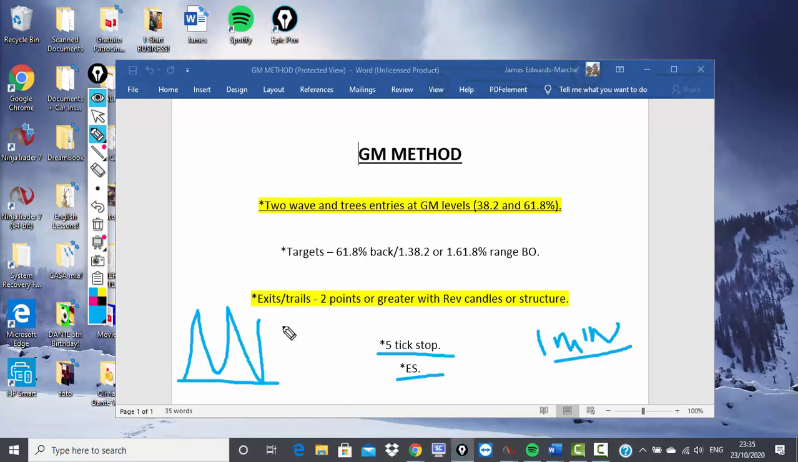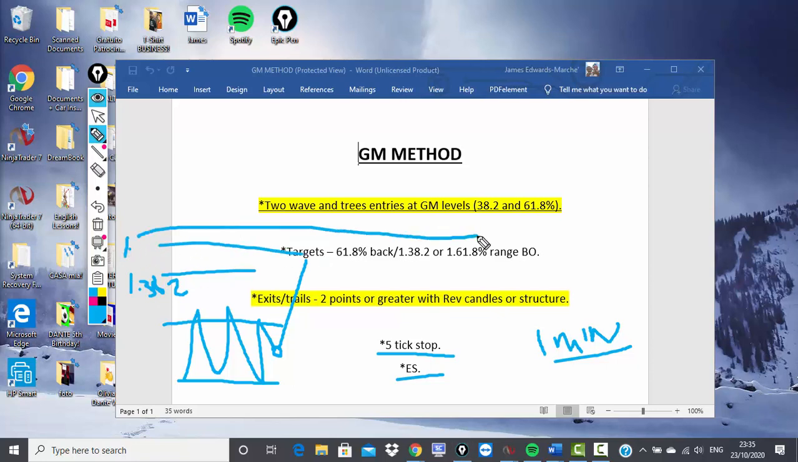If you've got a range on the 1 minute and you happen to get a signal, 2 wave entries here or wherever, and it's respecting a golden mean level, you go long, 5 tick stop. The target will be 1.382 or 1.618. We'll just go over here and point here out as measured from the range breakout.